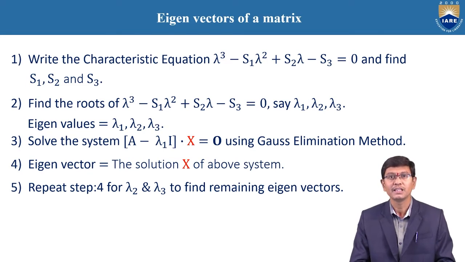So for the given matrix, first we find the characteristic polynomial, second the characteristic equation, and next the eigenvalues. With the eigenvalues lambda 1, lambda 2, lambda 3, using (A minus lambda I) x is equal to 0, we get the values called eigenvectors. Similarly, we proceed with lambda 2 and lambda 3.